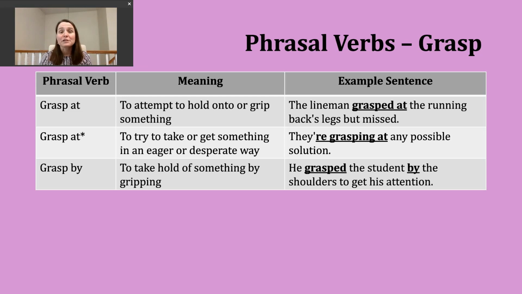Another phrasal verb you might hear is to grasp by. This ties back to that definition of trying to hold something, and again, with a firm grip. What comes after the preposition by is generally the part of one's body or the thing that someone is trying to take hold of. So, an example of this: he grasped the student by the shoulders to get his attention. Right? So, you can imagine someone taking hold, having a firm grip on one's shoulders.